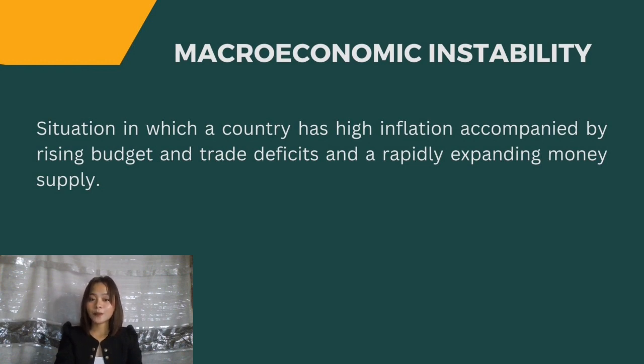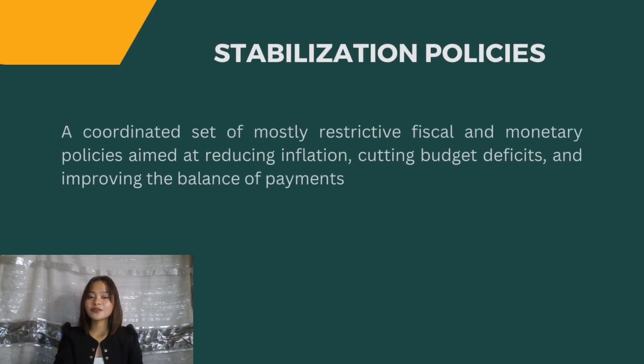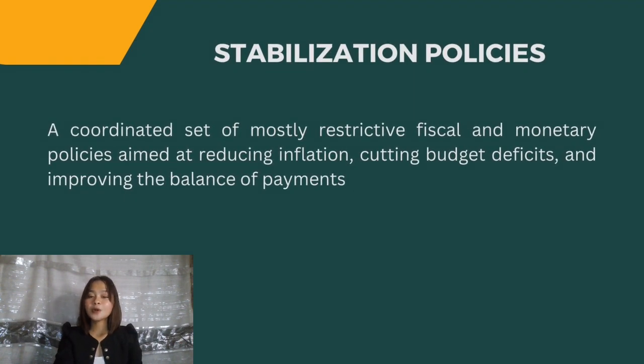Relying on the IMF to impose tough stabilization policies, a process known as conditionality, before it agreed to lend funds in excess of their legal IMF quotas, the private banks interpreted successful negotiation with the IMF as a sign that borrowing countries were making serious efforts to reduce payments deficits and earn the foreign exchange needed to repay their earlier loans. So, the stabilization policies refers to a coordinated set of mostly restrictive fiscal and monetary policies aimed at reducing inflation, cutting budget deficits, and improving the balance of payments.